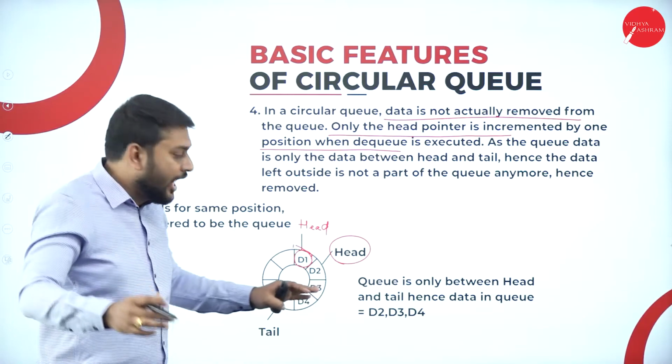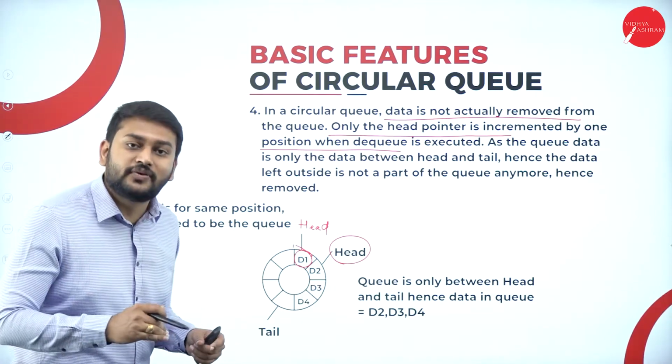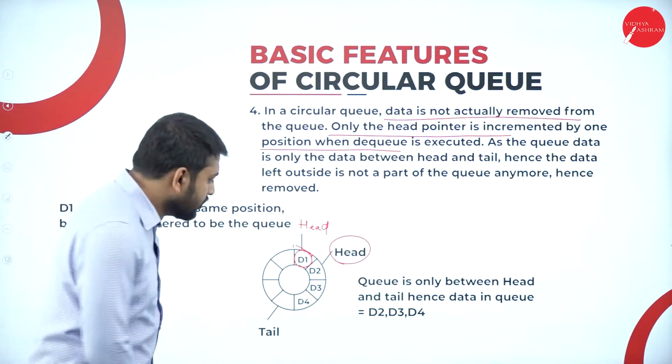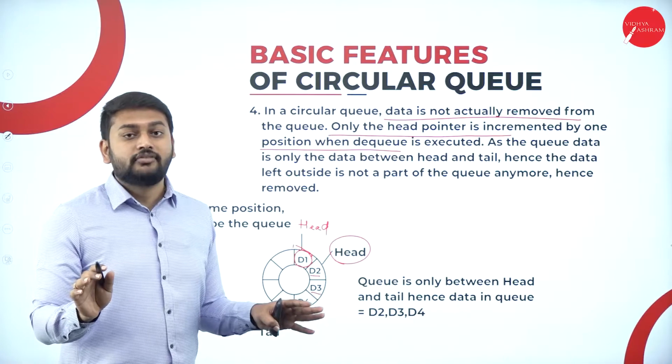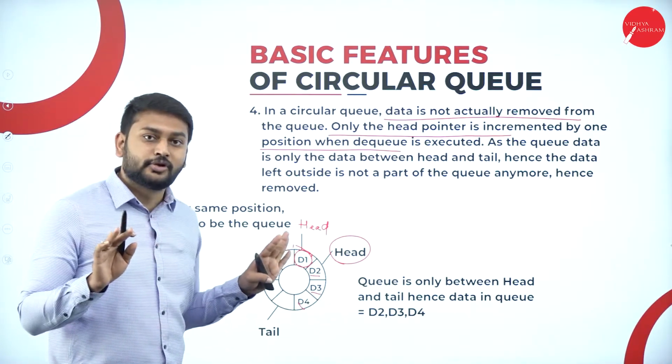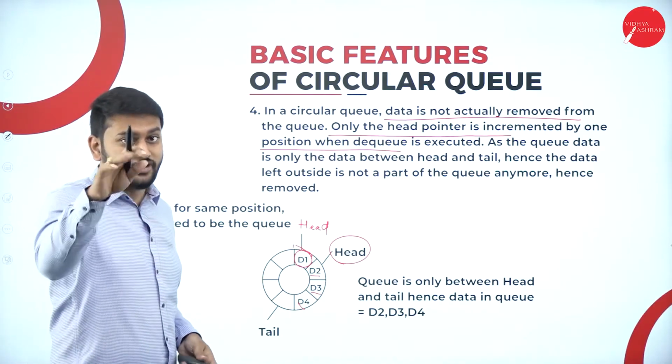Suppose you ask me, after performing the DQ, what are the elements that we have in the circular queue? I will give you D2, D3, D4. That's it. I will not give you D1 because I have already removed it. I have unlinked it from the pointer. That's what you need to remember.